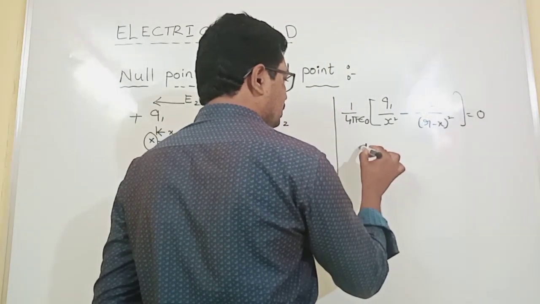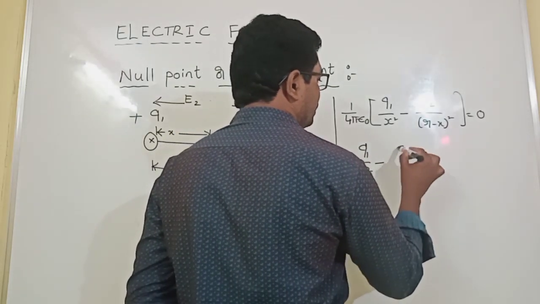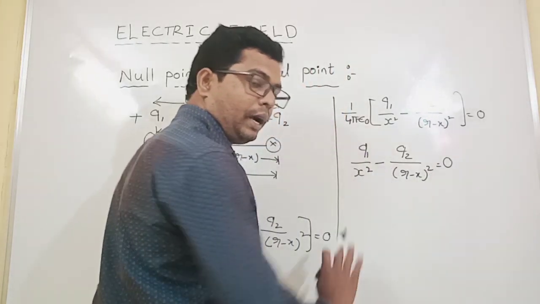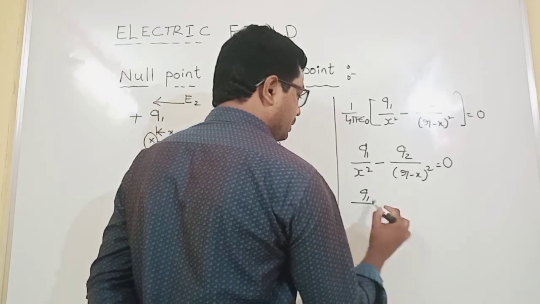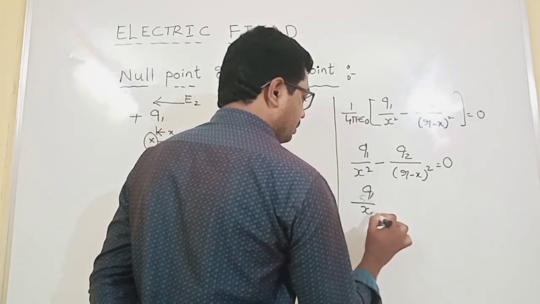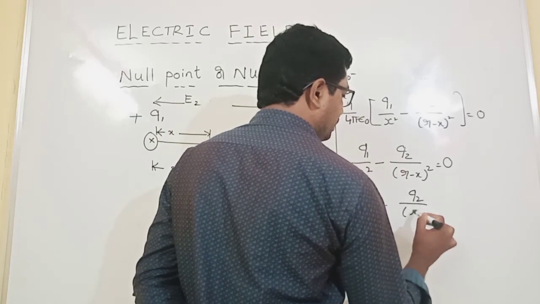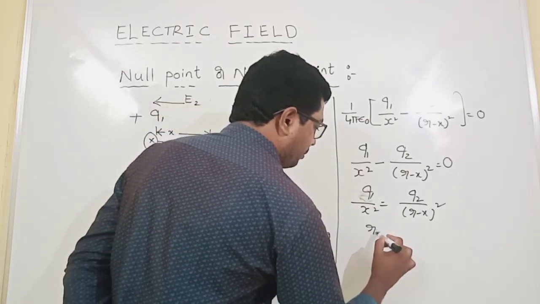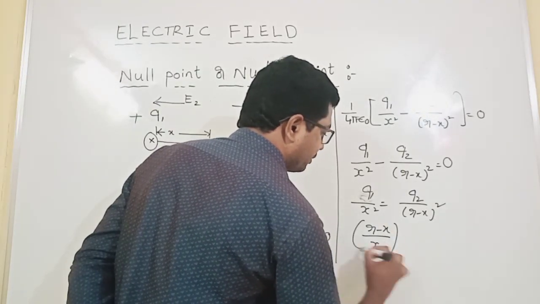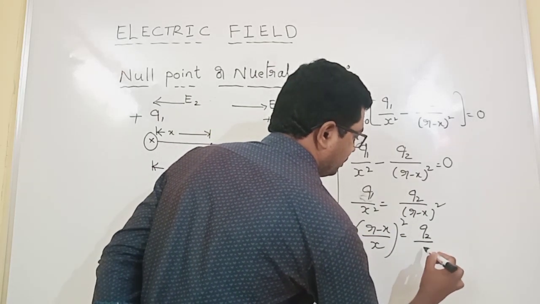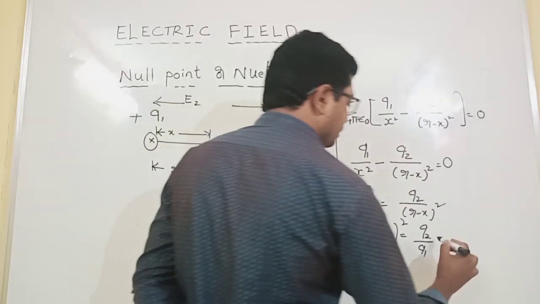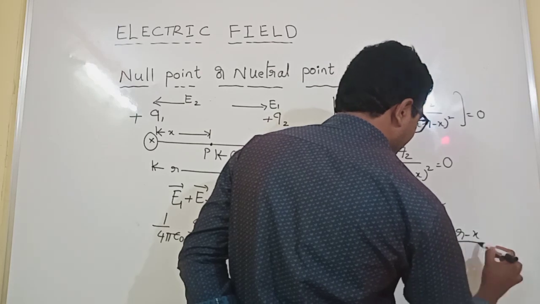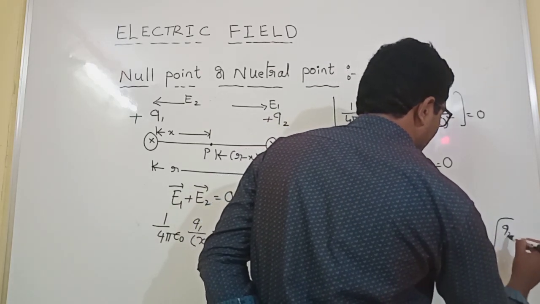So Q1 divided by x square minus Q2 divided by r minus x whole square is equal to 0. Sending one term to the other side, Q1 divided by x square is equal to Q2 divided by r minus x whole square. Taking the square root of both sides, r minus x divided by x whole square is equal to Q2 divided by Q1. From this, r minus x divided by x is equal to root of Q2 by Q1.